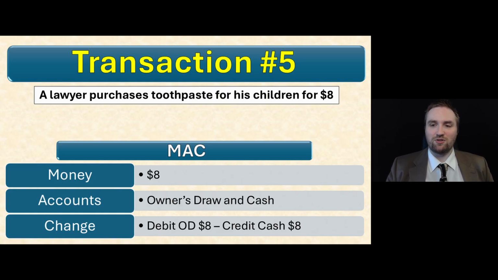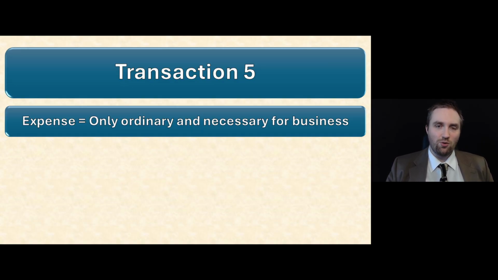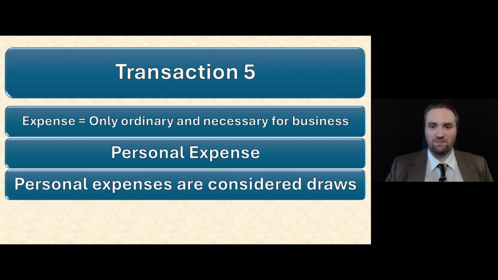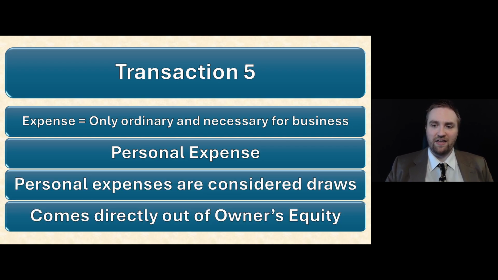As we discussed in episode 3, only things that are both ordinary and necessary for a business can be expensed from the business. It's important for kids to have toothpaste, of course, but it's not necessary for the lawyer's business. This is a personal expense. So, what happens when you use business money for personal use? For tax purposes, this is considered a draw. It's a subtraction from owner's equity on the accounting equation that doesn't reduce taxes. In other words, a draw is the business owner taking some of their claim out of the business.